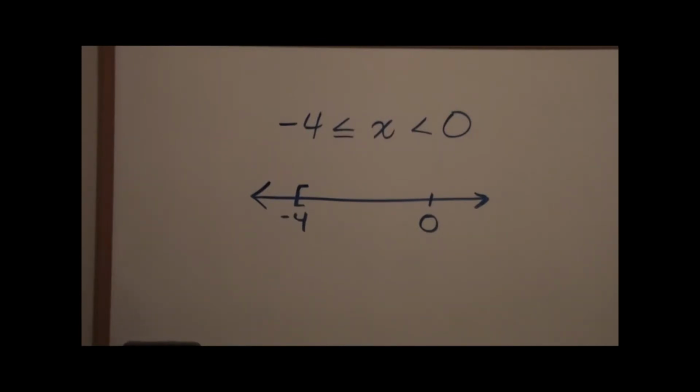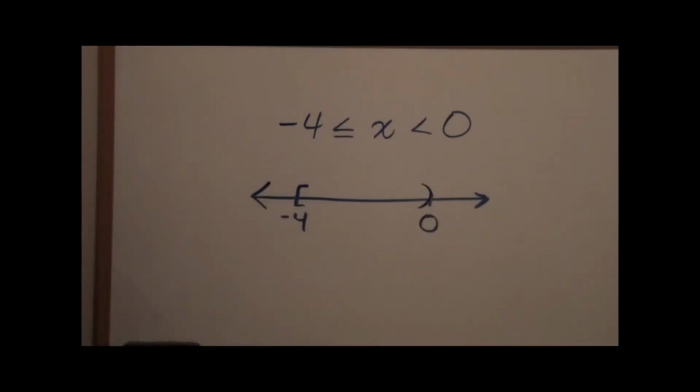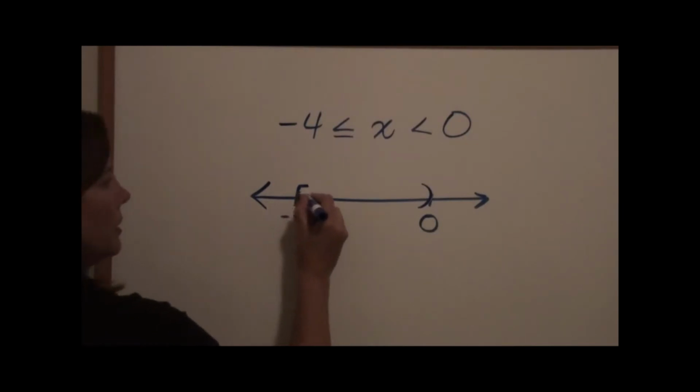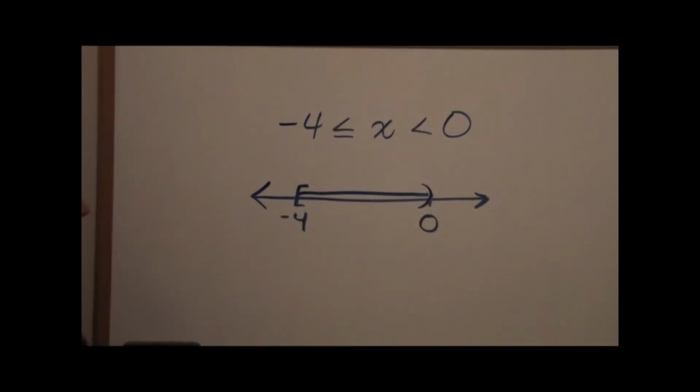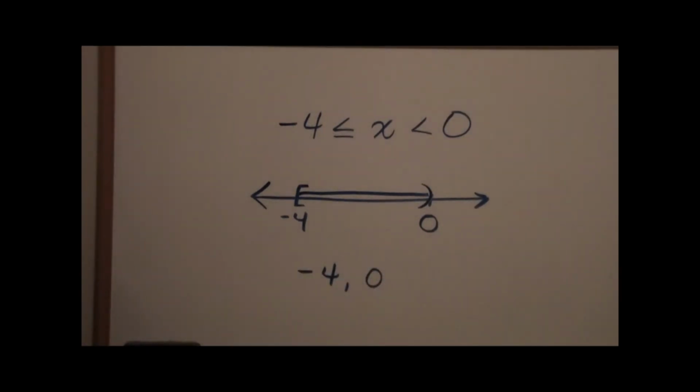On 0, I'm not including 0, so I'm going to have parentheses. I'm going to open to the left because now I'm going to be shading to the left because I'm only looking at numbers between those two. My interval is from -4 to 0. I think about what's on the number line. I had a bracket on -4, so I put a bracket beside it. I had parentheses on 0, so I put parentheses beside it. It's the interval from -4 to 0, including -4, excluding 0.